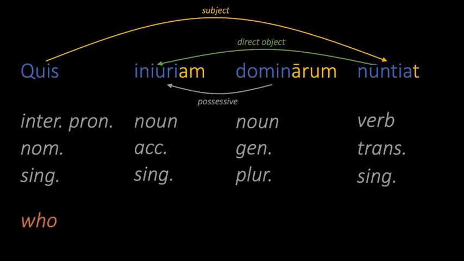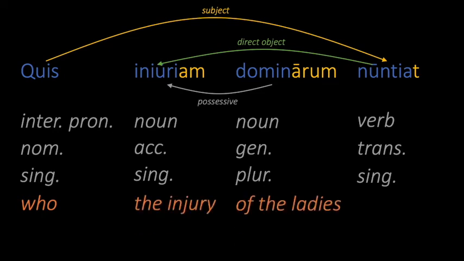Quis means who. Injuriam means the injury. Dominarum means of the ladies, and nuntiat means announces. Now let's put this question in English word order. Who announces the injury of the ladies? Okay, next example.